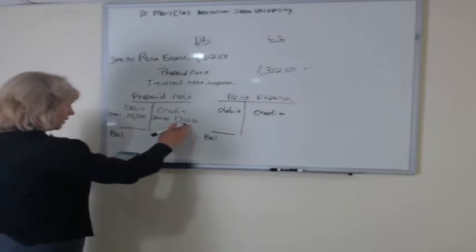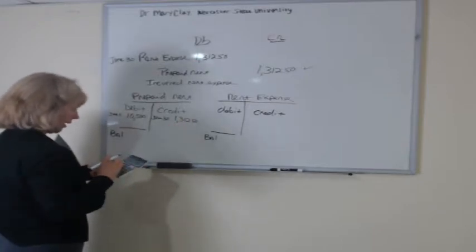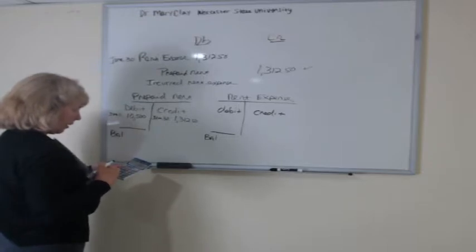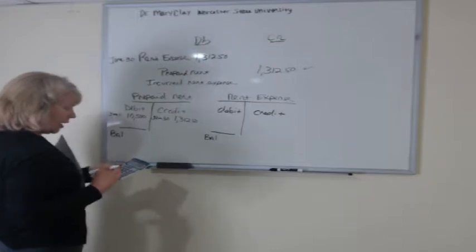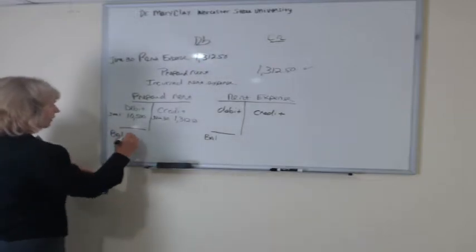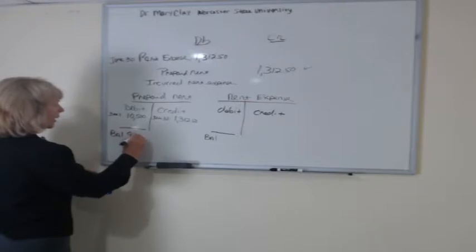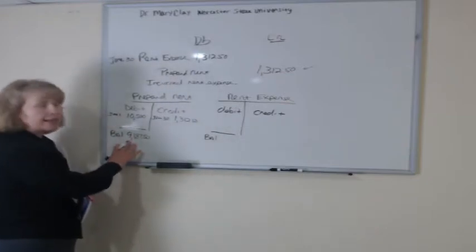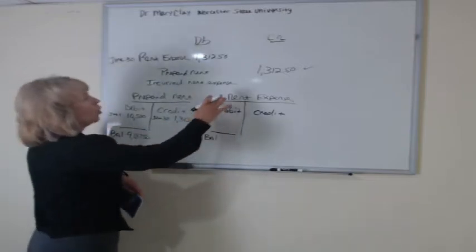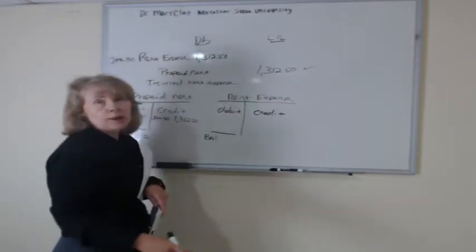And I subtract out, let me check it again, 10,500 minus 1,312.50, and that gives me 9,187.50. So my balance in the prepaid account is 9,187.50. I'm going to go over now and I'm going to post the rent expense.